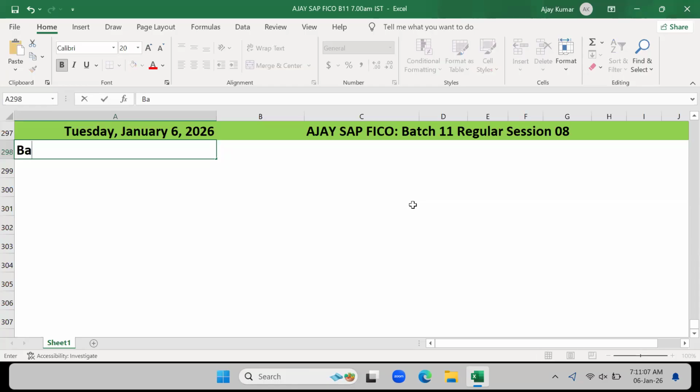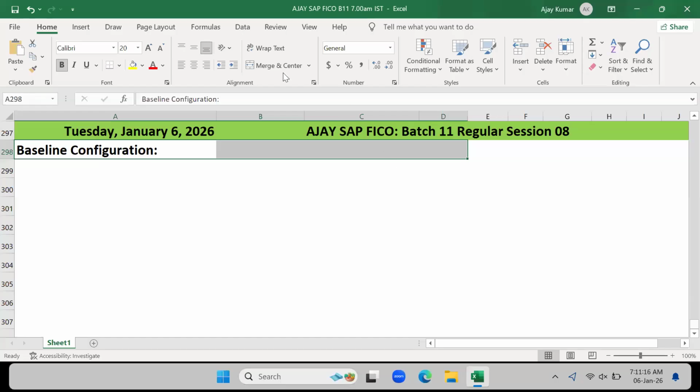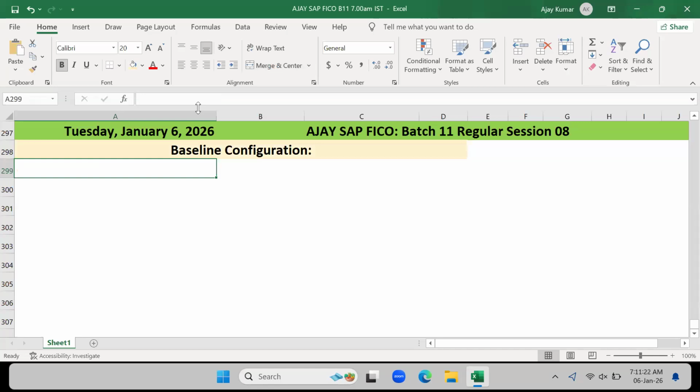Okay, now let us talk about baseline configuration. This has got a list. We will make a note of the list and then we will try to ensure you are in a position to remember, and these steps are on your fingertips. Let's put the first one.